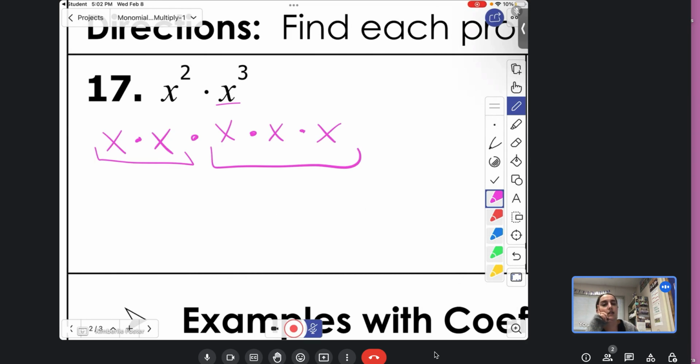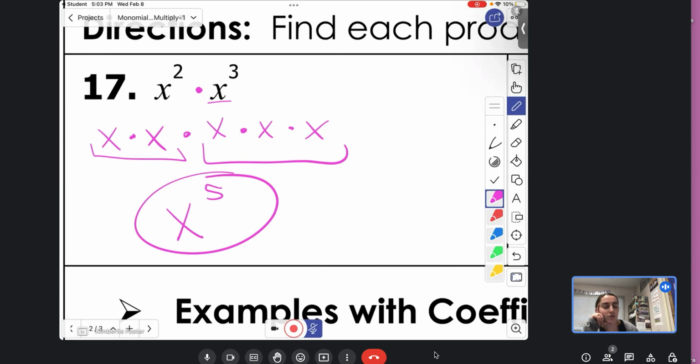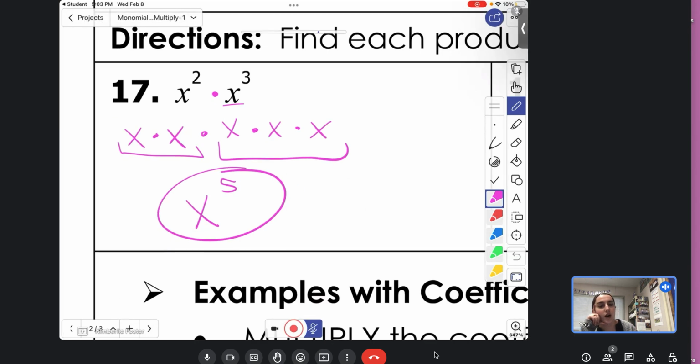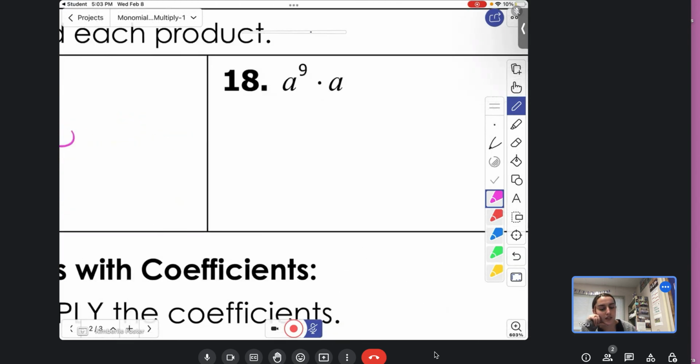How many x's is that? Not 6, because looking at this, our brains are going to want to do 2 times 3 because we see this multiplication symbol here. But x squared is x times x, and x cubed is x times x times x. That's going to give us x to the 5th. Now, I'm not expecting you to expand it out like this every single time, but I want you to understand where this rule is coming from. Why do we add the exponents?